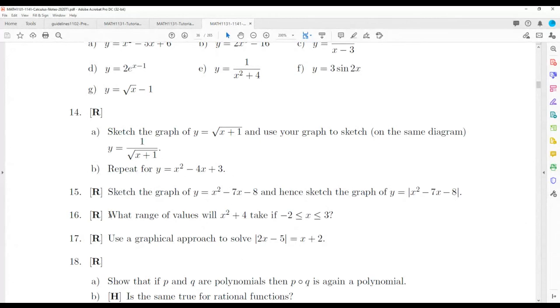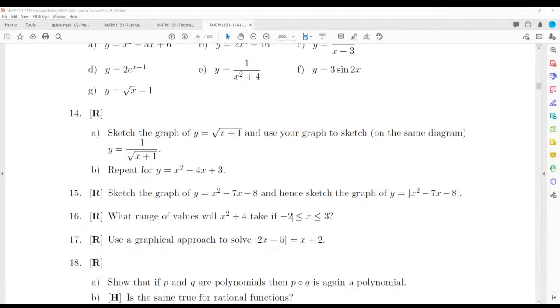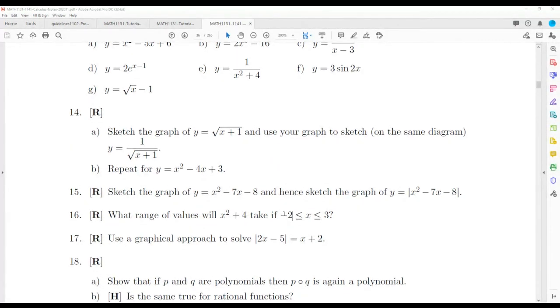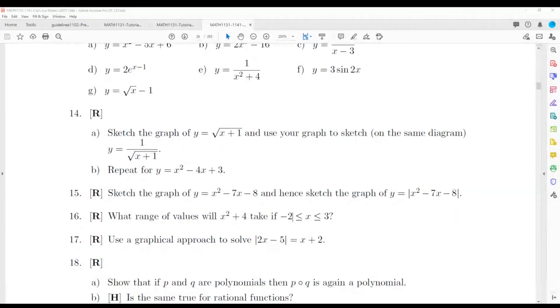Okay. What range of values will x squared plus 4 take if x is between -2 and +3? Okay. So you could do this by hand, of course, but let's do it in Maple and see what happens. Okay, so we've got x squared plus 4, and we want to plot it between -2 and +3. So I'll go back to Maple and I can show you how it works.